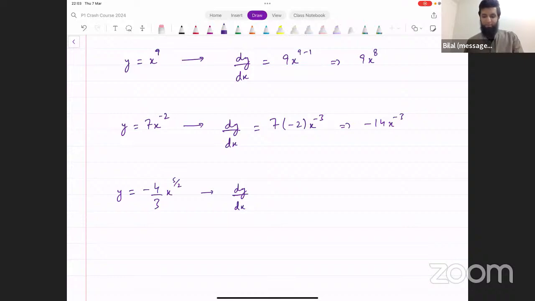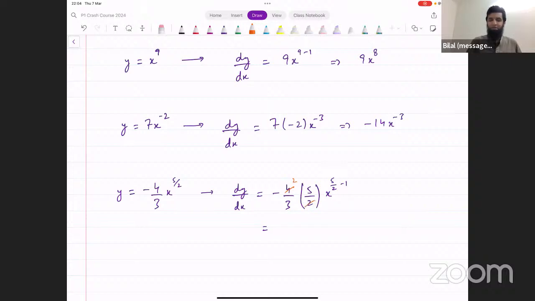Sir, it would be minus 4 over 3 times 5 over 2 multiplied by x raised to power 3 over 2. Yeah, so that's good. Minus 4 over 3 remains as it is, right? That's a constant multiplying. We will not change that. 5 over 2 gets multiplied with that. So we multiply by the power. And then we subtract 1 from the power. So it becomes 5 over 2 minus 1. So what do we get from that? Let's simplify this. 4 and 2 get cancelled. You have 2 here, minus 10 over 3 into x raised to power 3 over 2. That's the derivative.